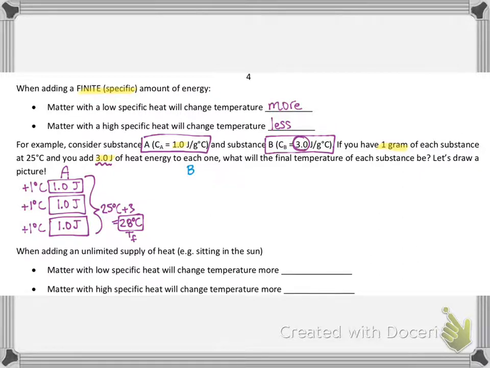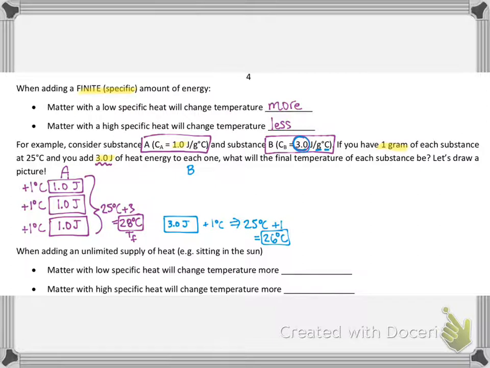Now, substance B, of course, has a specific heat capacity of 3 joules per gram degree Celsius. So that means when I add all 3 joules, my 1 gram will only go up by 1 degree Celsius. But those are all the joules I had. So in this case, substance B only went up by 1 degree in total. So its final temperature from adding the exact same amount of heat is 26 degrees Celsius.